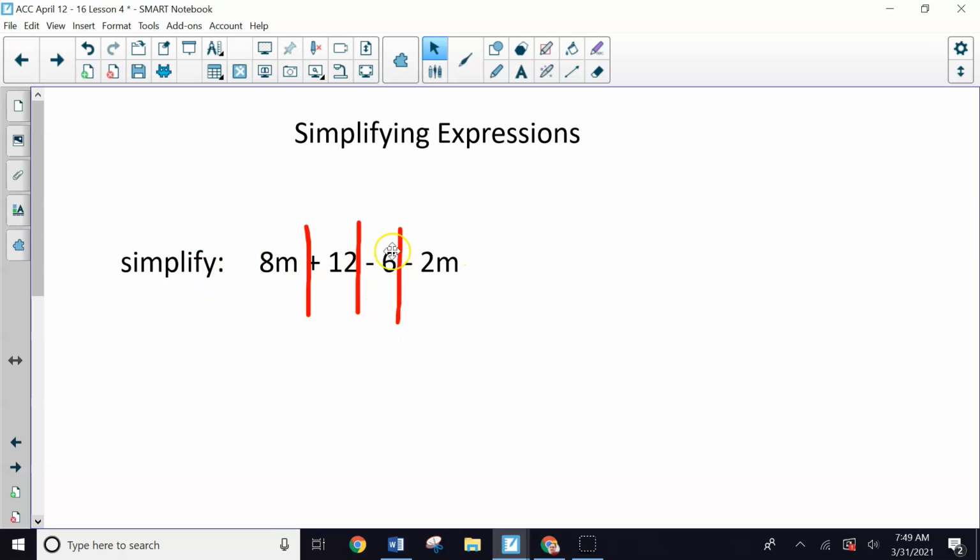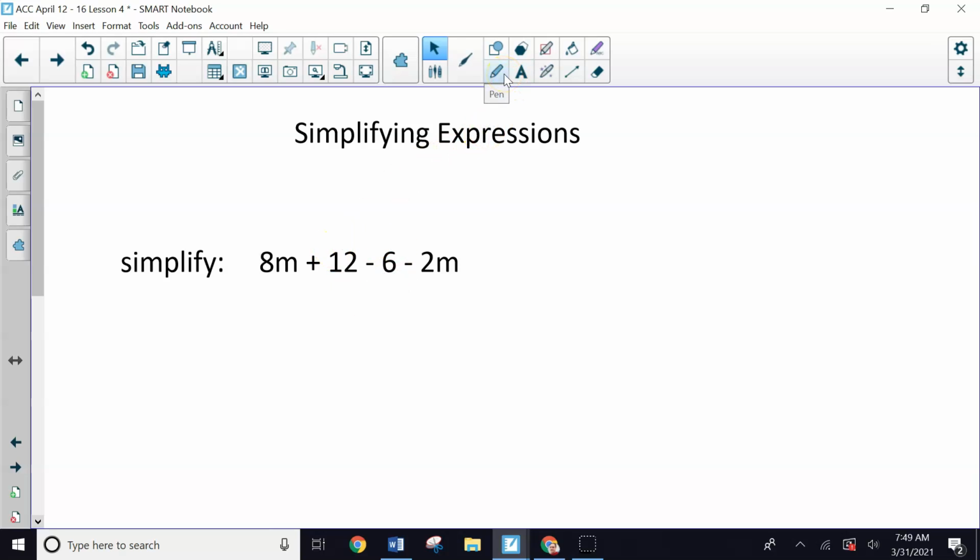I just wanted to recall how to identify how many terms there are. So we have 4 terms right here. 2 of them have m's as our variable, so those are like terms, and 2 of them do not, so those are also like terms. So let's combine like terms.